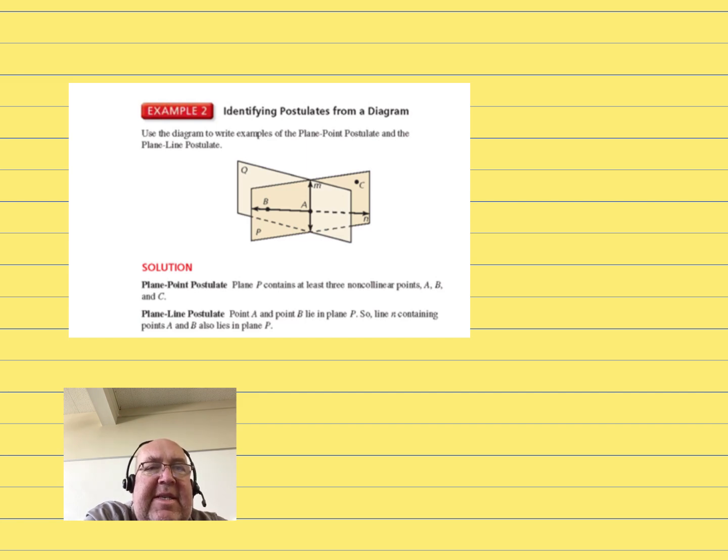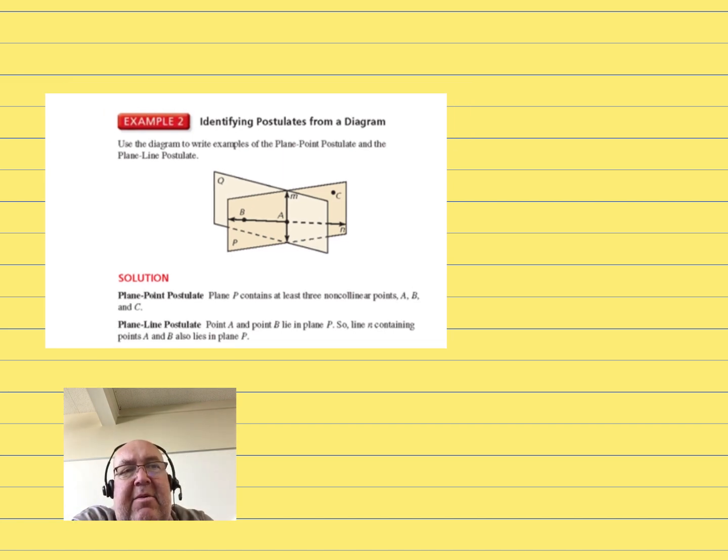So we're looking at an example here, and we look at the plane point postulate. Plane P contains at least 3 non-collinear points A, B, and C. You can see plane P identified down in the bottom right here, and then you can see the points A, B, and C are on that plane. And then the plane line postulate, point A and point B are on the same plane, so the line containing A and B also is on that plane.